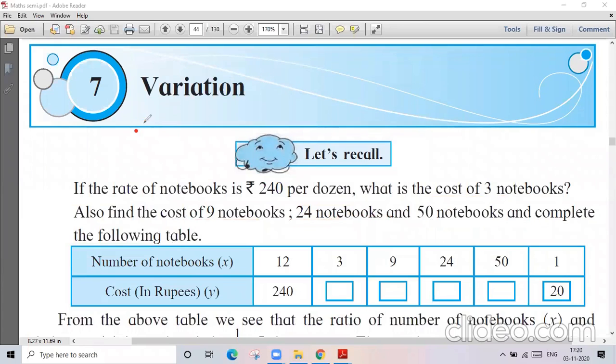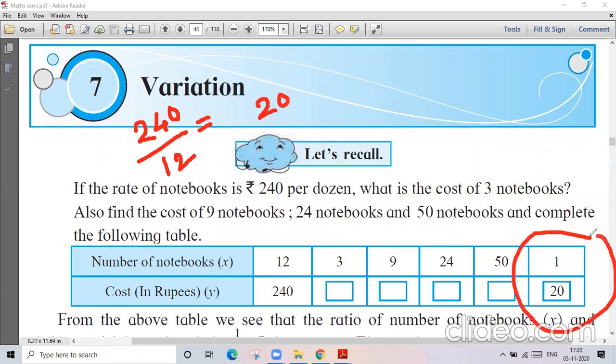So similarly, if you see 240 rupees for 12 notebooks. So इसको divide करो. What will you get, guys? What is the answer? कितना आएगा आपको? 20 rupees. So 20 rupees per, देखो यहाँ पे आपको ऑलरेडी आंसर लिखा हुआ है 20 rupees per notebook. Per notebook the cost is 20 rupees.